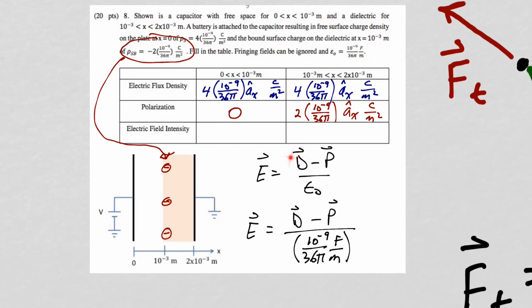So now that we have the electric flux density field and the polarization, we can find the electric field intensity. So in the free space region, the electric field intensity will be 4 volts per meter in the x direction, and in the dielectric it will be 2 volts per meter in the x direction.